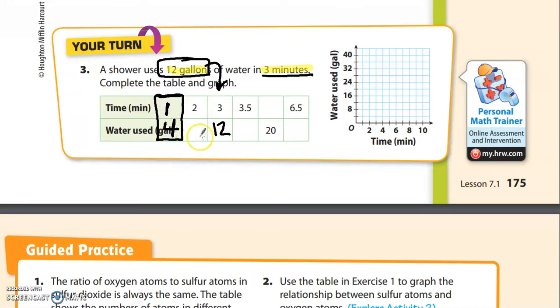So what that means is for every 1 minute, it requires 4 gallons of water. So for 2 minutes, it would be 8 gallons of water. For 3 minutes, it's 12 gallons of water. For 3.5, well, you're simply going to get that by going 3.5 times 4. And that's going to be 14.